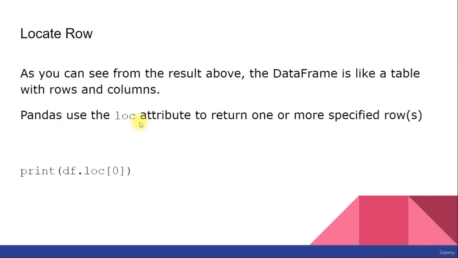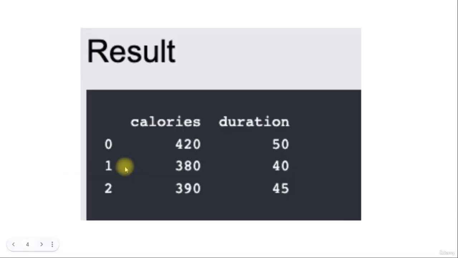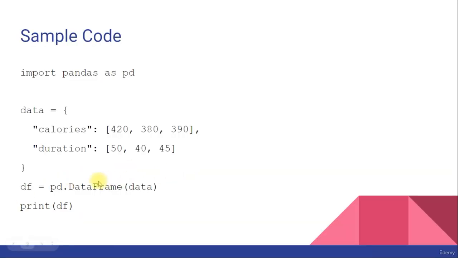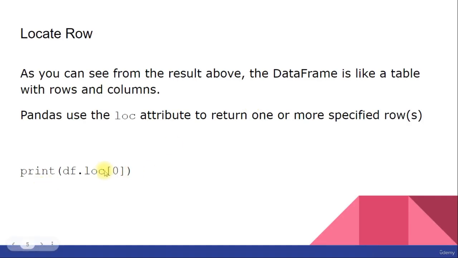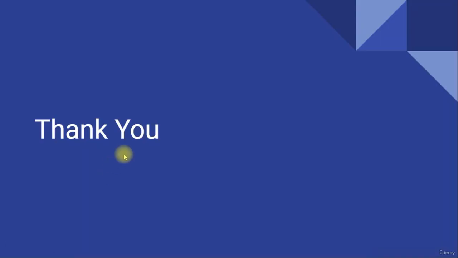Pandas uses the loc attribute, or the locate attribute, to return one or more specified rows. If I want to access any particular row from the DataFrame, then I can use df.loc. Now df is basically the DataFrame that we are working with. So df is equal to pd.DataFrame, and this entire data is stored into a DataFrame. So all the functions will be applied on df, the DataFrame. So df.loc, the 0th position. This is how you work with basic Pandas DataFrames. I hope you are very clear with the introduction.